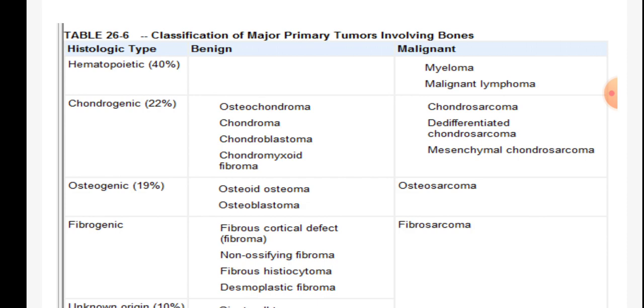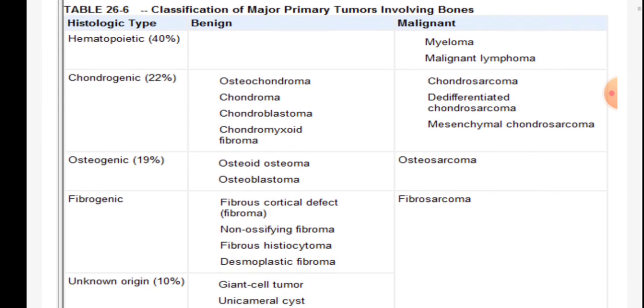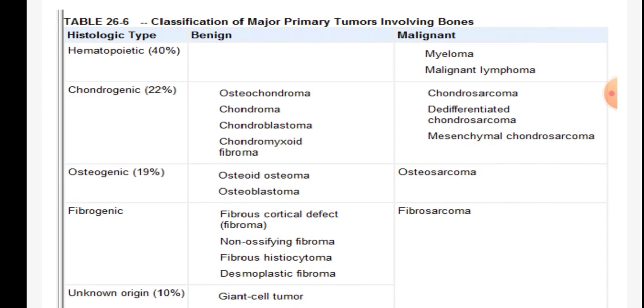that can also be primary lesions in cases of the bone, since bones are the factory for new cell production. So even the myeloma tumor can originate from the bone itself. Then osteogenic, the bone proper: osteoid osteoma, osteoblastoma, these are the benign bone tumors originating from the osteoid. The malignant one is osteosarcoma.